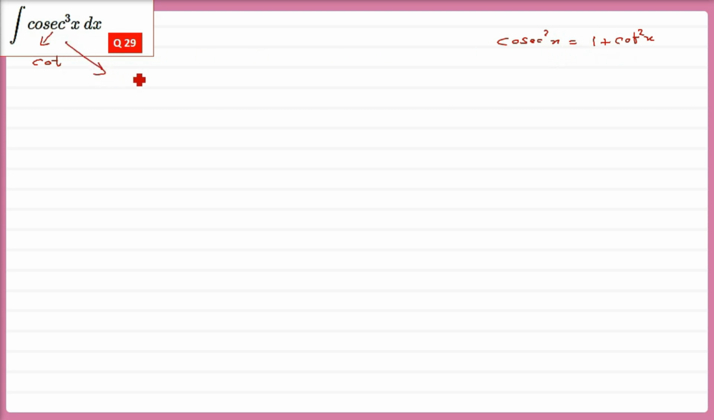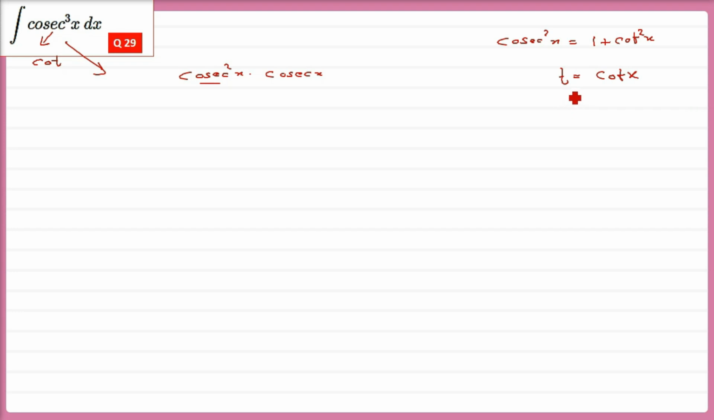So we will write cosec cube x in two separate terms. Cosec cube x will be cosec square x into cosec x. And this cosec square x, I told you, can be 1 plus cot square x, so you will be tempted to write cosec square x as 1 plus cot square x. But when we see this cosec x, the second term, what will we do?